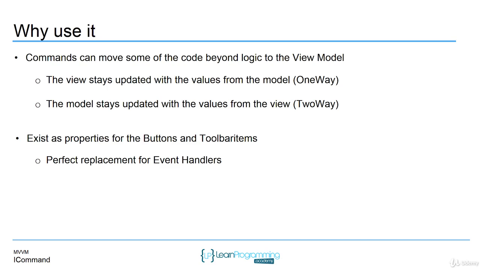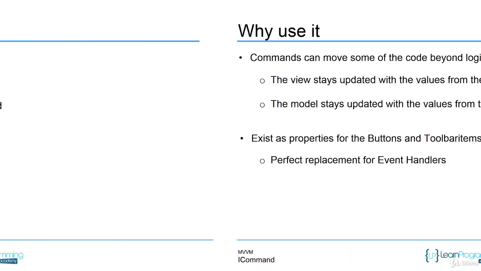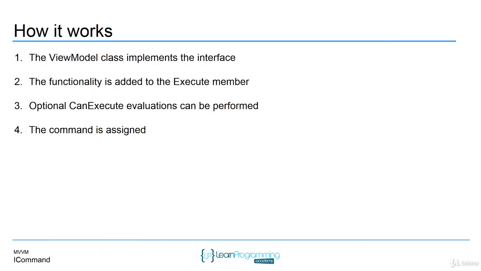And the command already exists as properties for buttons and toolbar items, which are the objects that we're currently using with event handlers. So it becomes a perfect replacement for them. The way that this works is that we're going to be defining a view model that implements the ICommand interface. By implementing this interface, we're going to have an Execute member. And it's inside of the Execute member where we can define the functionality that is currently inside of an event handler.